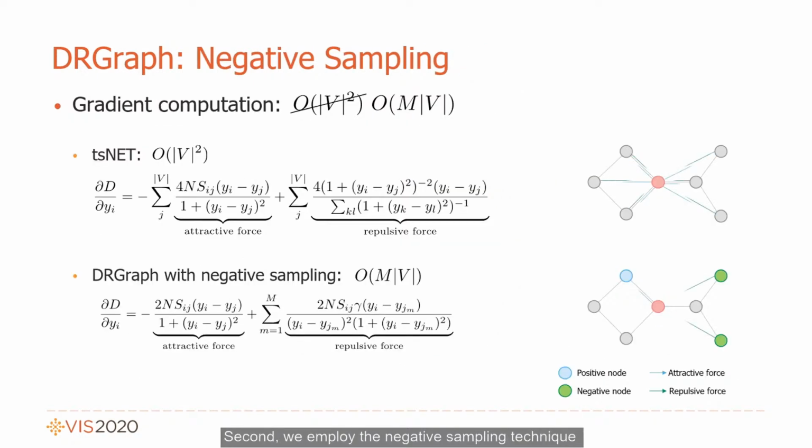Second, we employ the negative sampling technique to compute the gradient based on a subset of nodes. The gradient of tsNET can be split into V attractive forces and V repulsive forces from other nodes. By leveraging the negative sampling technique, the gradient of DRGraph shows that each node receives 1 attractive force and m repulsive forces. Consequently, the negative sampling technique reduces distance calculation from VV to mV.